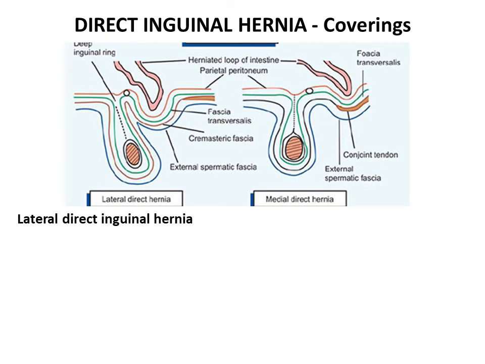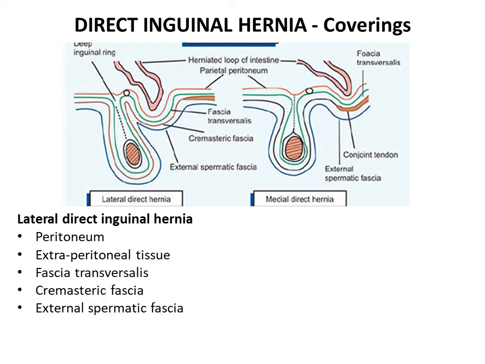In case of the direct inguinal hernia, the lateral part, that is the lateral direct inguinal hernia, the coverings are peritoneum, extraperitoneal connective tissue, fascia transversalis, cremasteric fascia, and then the external spermatic fascia. Outer to it again the dartos muscle in the superficial fascia and the skin. The difference between indirect and lateral direct inguinal hernia coverings is the fascia transversalis, which is present instead of the internal spermatic fascia.